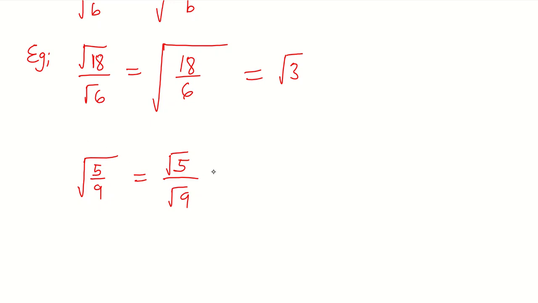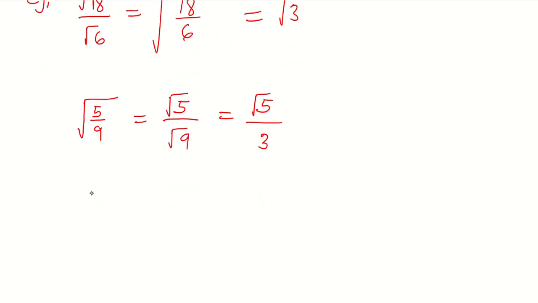So if we have to continue, then square root of 5 is the same thing. So we maintain square root of 5. And we know square root of 9. 9 is a perfect square. So the square root is going to give us 3. And so our answer is square root of 5 divided by 3.